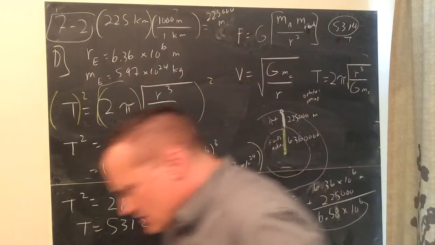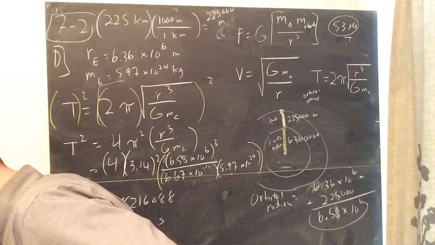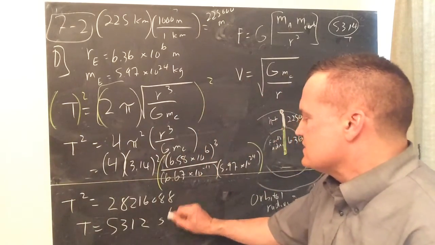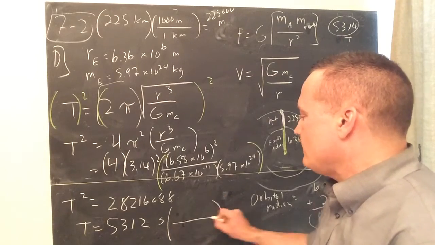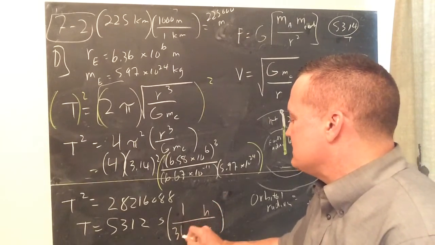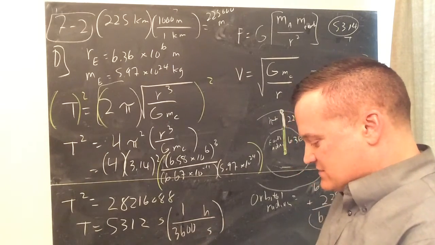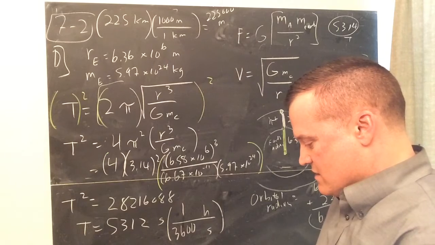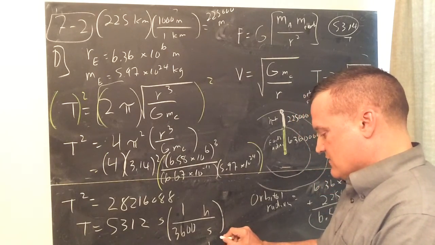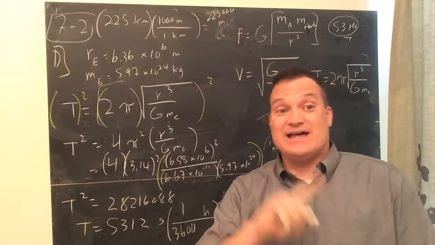They didn't give you any other unit, they gave you nothing else here. So that's how many seconds it is. So now I've got to change that from seconds to hours. So 1 hour is 3,600 seconds. Let's just put it in hours. So it's going to be a little over an hour, and that's 1.48 hours. So an hour and a half, and that satellite goes around the Earth.